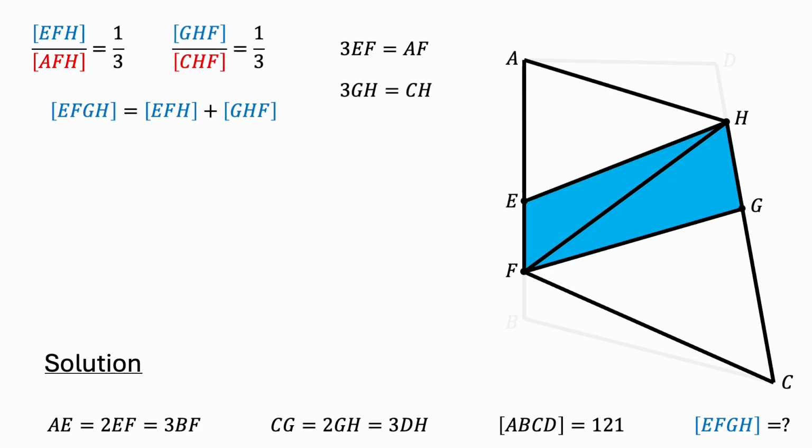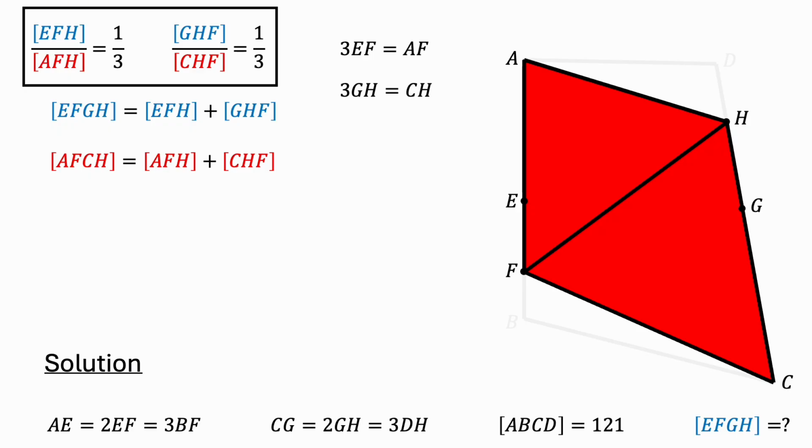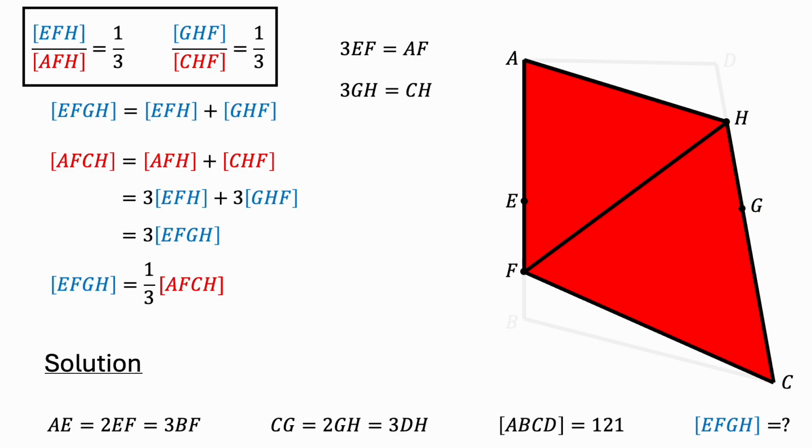Now, area of EFGH equals area of EFH plus area of GHF. Also, area of AFCH, which is the area of this red region, equals area of AFH plus area of CHF. From the ratios above, we have area of AFCH equals 3 times area of EFH plus 3 times area of GHF, which equals 3 times area of EFGH. Therefore, area of EFGH equals 1 over 3 times area of AFCH.